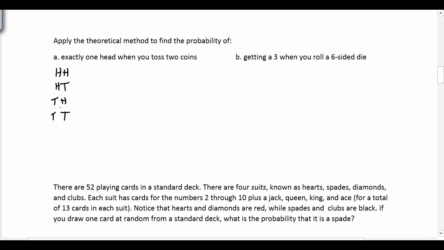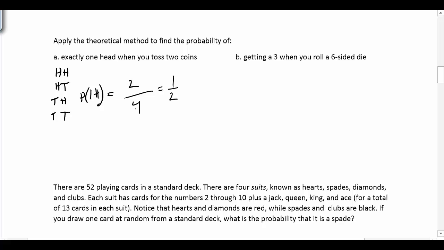Okay, so there are how many outcomes? There are 4 outcomes, and I'm looking at the probability of one head occurring. So of these 4 outcomes, 2 of them show up in that list of 4, and we can reduce that, always reduce if possible. So the probability of one head occurring is 1/2.